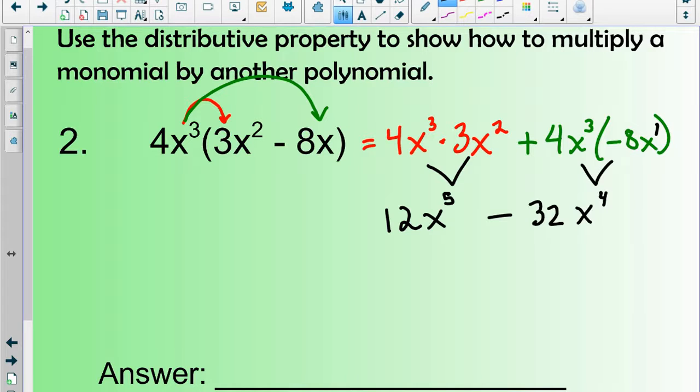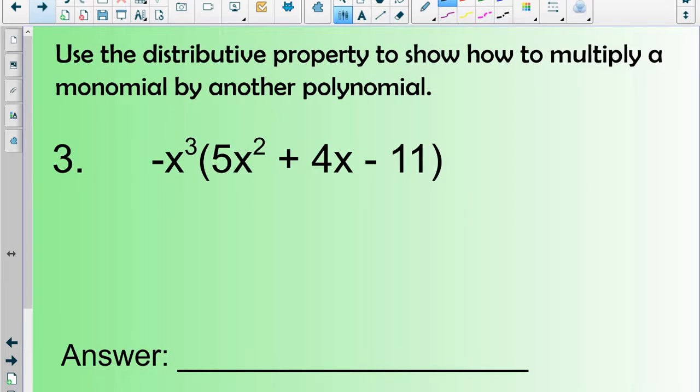So I have something x to the fifth and something x to the fourth. Those are not like terms. So that is my final answer. I just make sure I write it in standard form. The term with the largest exponent should go at the beginning, and then it decreases based on the exponents.